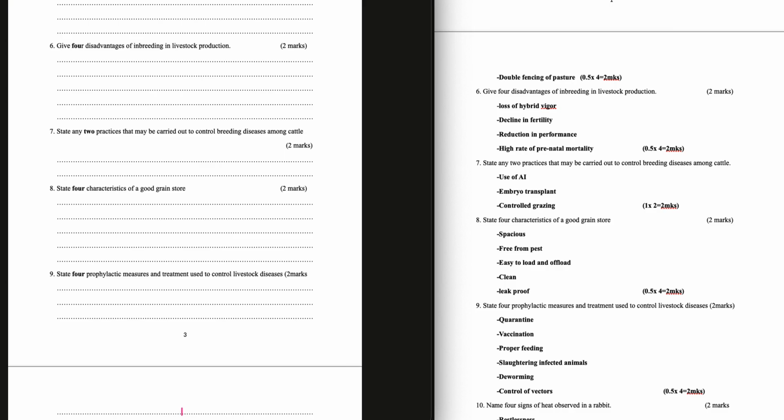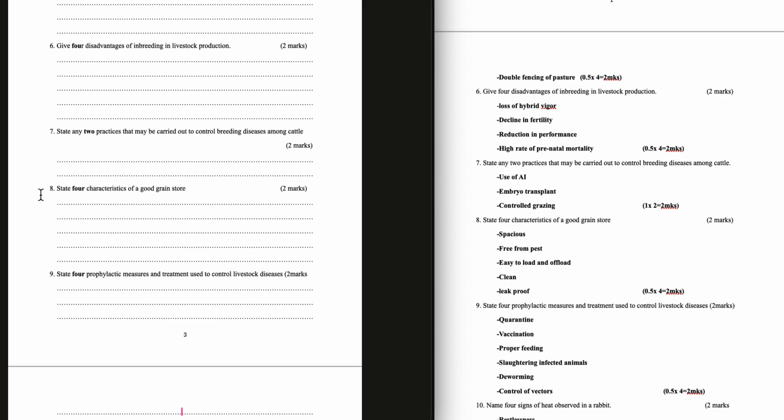Question 6. Give 4 disadvantages of inbreeding in livestock production. Loss of hybrid vigor, decline in fertility, reduction in performance, high rate of prenatal mortality. Question 7. State any 2 practices that may be carried out to control breeding diseases among cattle. Use of AI, embryo transplant, controlled grazing.